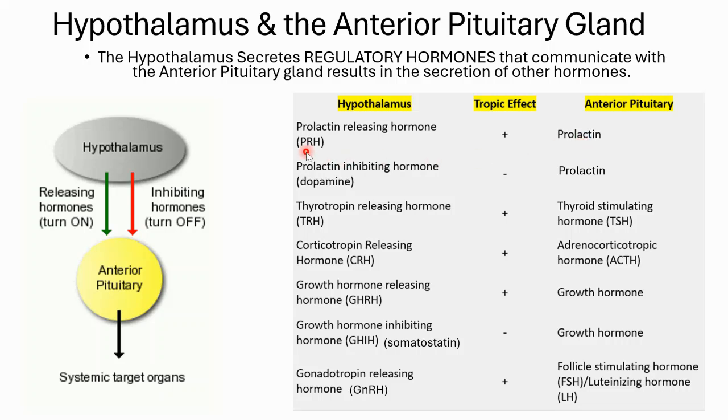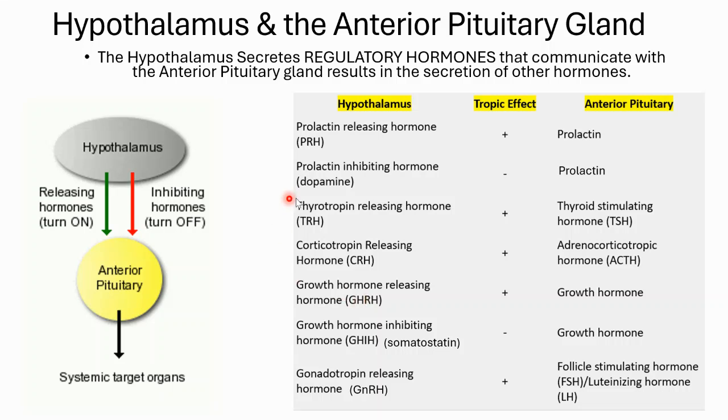If you notice, I want you to take a look at these names: releasing, inhibiting. Every one of these hypothalamic hormones has the word releasing or inhibiting in it if it's stimulating or inhibiting the anterior pituitary. These are the only ones that have those words. So if you automatically see a word on the test that is something something releasing hormone or something something inhibiting hormone, you automatically know it's being secreted from the hypothalamus, and you automatically know it's going to the anterior pituitary.